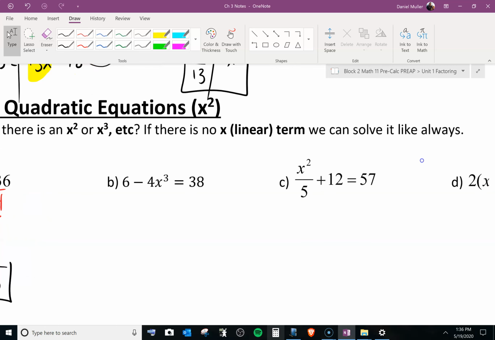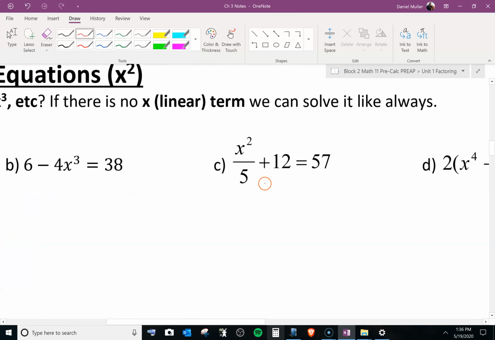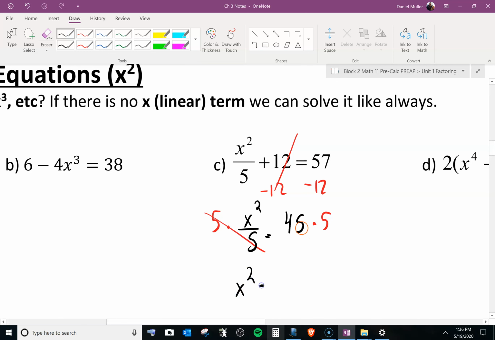Before we go on to B, we'll take a look at C. So I need to get rid of any addition or subtraction first, so I'll minus the 12. So I get x squared over 5 is equal to 57 minus 12, which is 45, I think. And then I'm going to need to times by 5. So x squared is equal to 45 times 5. I'm going to have to do some work over here. 5 times 5 is 25. 5 times 4 is 20, plus 2 is 225.